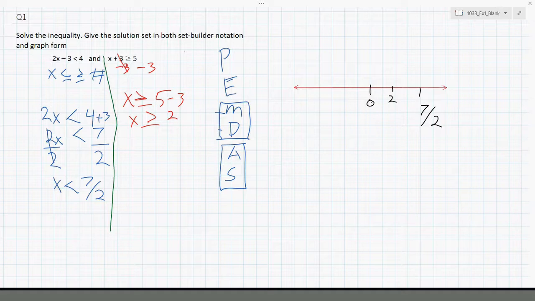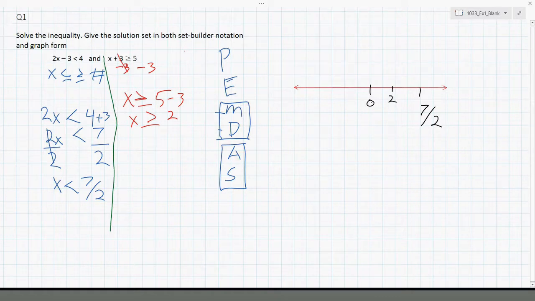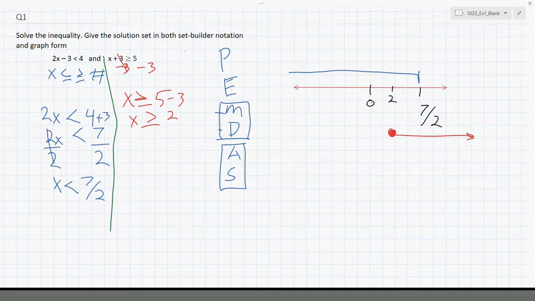We know for the first line, the blue one, that x is less than 7 over 2, which means everything from negative infinity all the way up to 7 over 2 exists for that blue line. And then we're going to go for the red one that we made. x is greater than or equal to 2. That means with that one filled in and onwards to infinity, it exists.